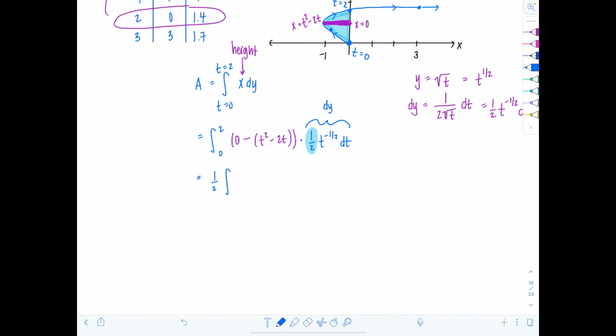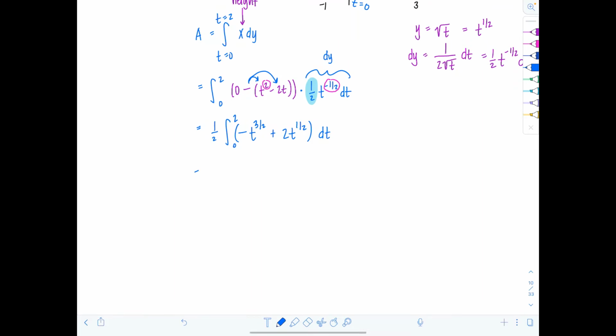Then we have the integral from 0 to 2. I'm going to have negative. If we distribute, I need to add the exponents. So t to the negative 1/2, I'm going to add it to t squared. So then that's going to be t to the 3/2. And then this is going to be plus, because I'm also distributing this negative. Don't forget, 2t times t to the negative 1/2, that's going to be 2t to the positive 1/2 dt. Okay, and then now this is not such a crazy problem.